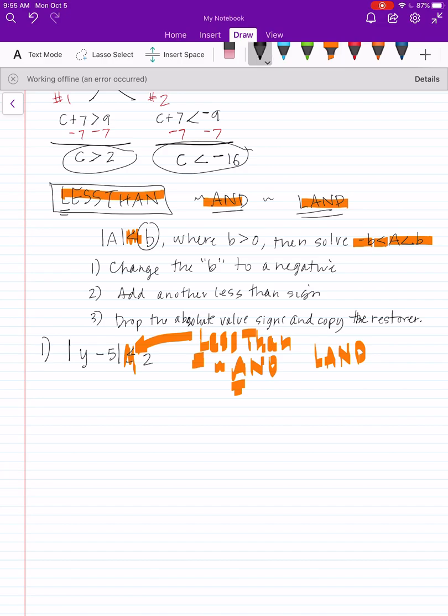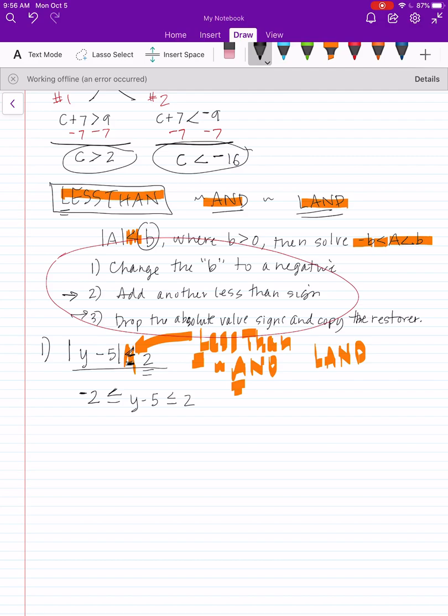So in order to do that, here are the steps right here. Step number 1 says change the b to a negative. So this is the b, and I'm going to change it to a negative. So I'm going to make it negative 2. Then it says step 2, add another less than sign. So I add a less than, and this happens to be an equal to from the original, so I'm going to do the exact same sign, less than or equal to. And then step 3, drop the absolute value signs and copy the rest over. So I'm going to take all of this, drop the absolute value signs and copy it over. So y minus 5 is less than or equal to 2.